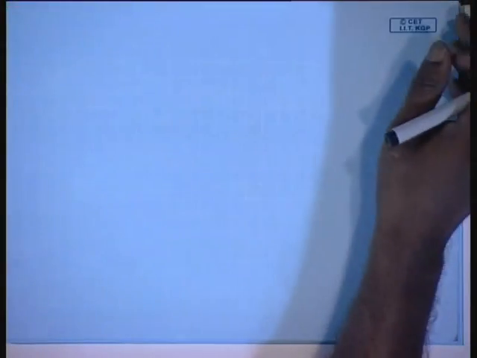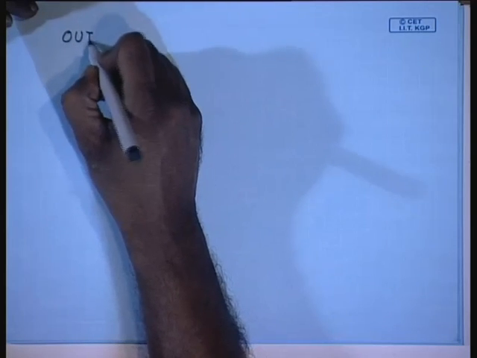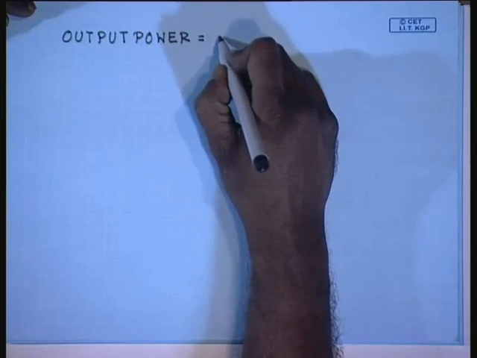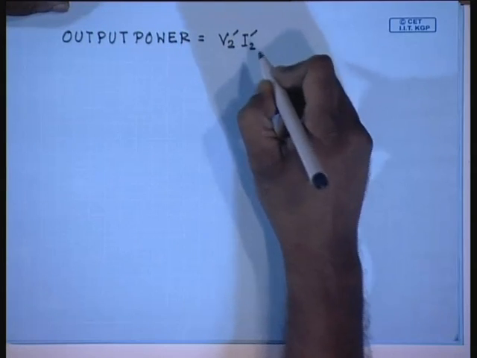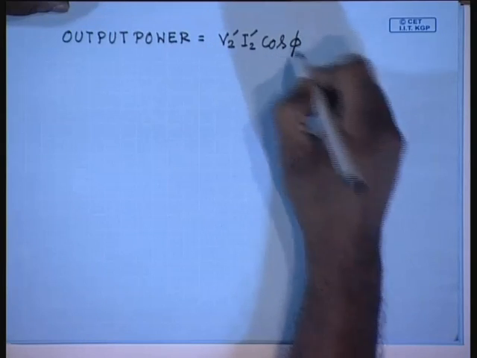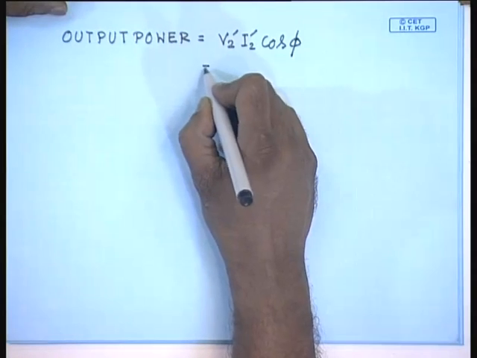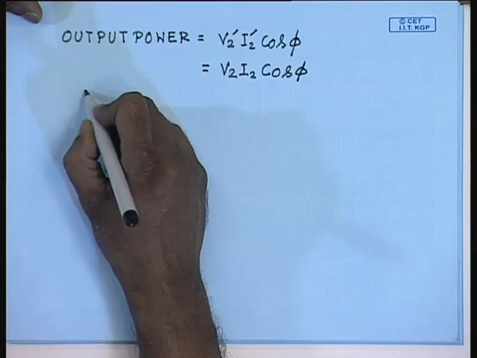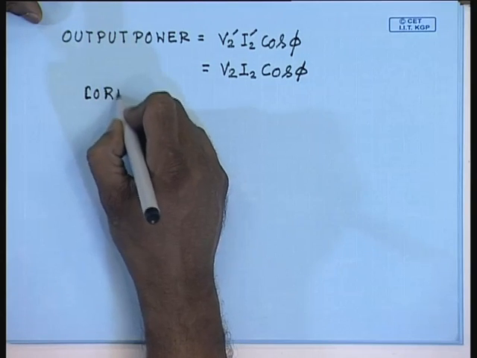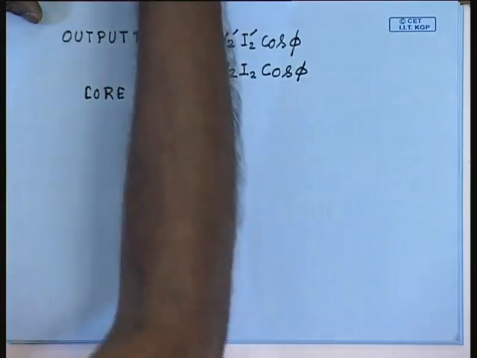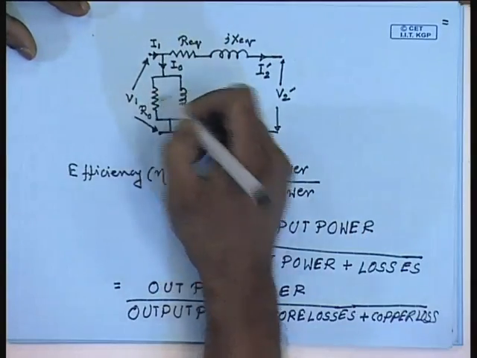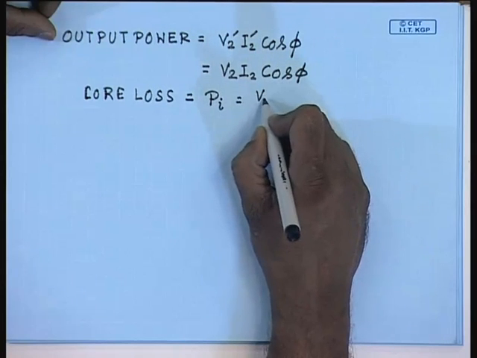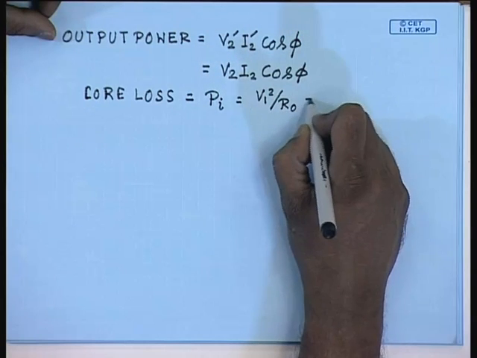Therefore, in terms of equations we can write output power is equal to V2 dash I2 dash cos phi, where phi is the load power factor angle. This is same as V2 I2 cos phi. Core loss is given by V1 square by R0. We indicate it as P core or P iron, and this is usually constant.